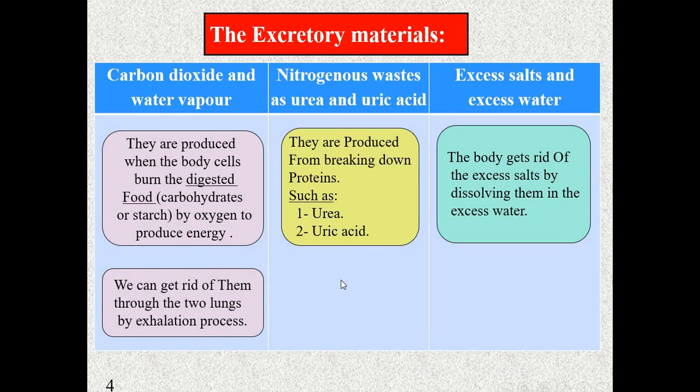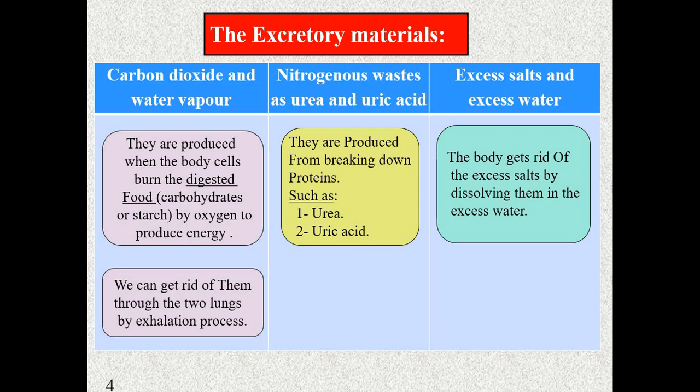Carbon dioxide and water vapor. We said that carbon dioxide and water vapor are produced when the cells burn digested food like pasta, rice, bread, any food that contains carbohydrates or starch, to take energy. Carbon dioxide and water vapor can be removed through the two lungs by the exhalation process, and we know it from the circulatory system, right? So it's easy. Carbon dioxide and water vapor will get out through the lungs.